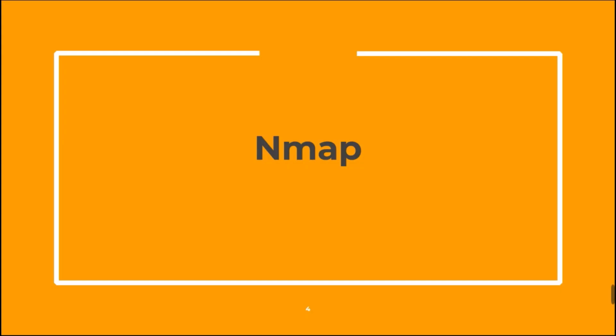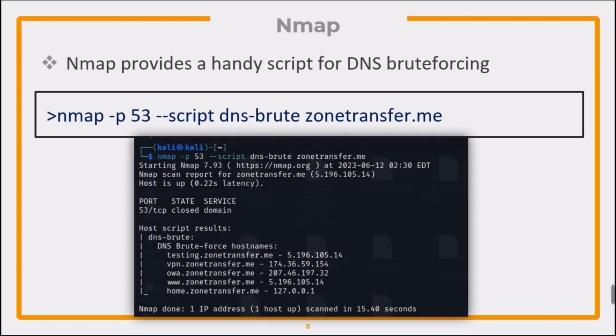So the first tool is Nmap. Nmap provides a handy script for DNS brute forcing. Just use the script dns-brute and provide the domain name, and it will automatically brute force domain names.